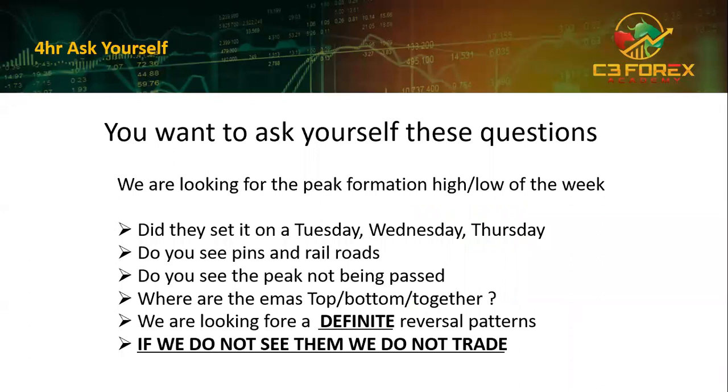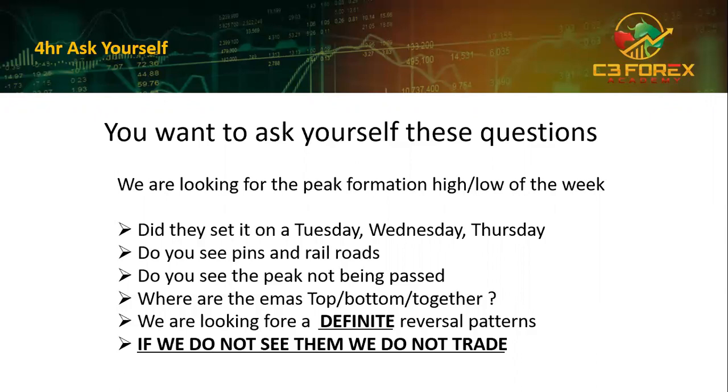All right. So you want to ask yourself these questions. We are looking for the peak formation high or peak formation low of the week, right? Do they set it on a Tuesday, Wednesday, or Thursday? Do you see pins and railroads? At peak formations, they would set a lot of pins at peaks. The pins is trapping behavior. Railroads is also trapping behavior. Do you see the peak not being passed? So if they set a peak in the previous week, did they go back up there, retest without breaking it? Or did they break the previous week's peak?